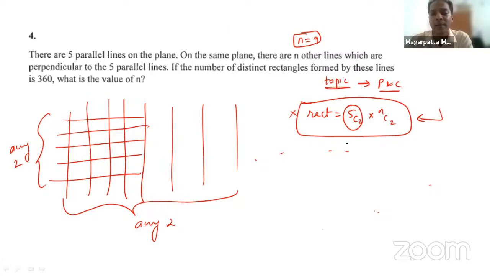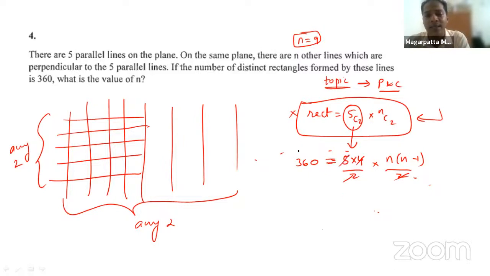You just have to simplify this. 5C2 is 5 into 4 by 2, into nC2 means n into n minus 1 by 2, and the total number of rectangles was 360. 2 and 2 get cancelled. Now what I was mentioning here was, instead of solving this as a quadratic, you should be able to quickly judge the numbers. 5 cancels and this becomes 72. So 72 is equal to n into n minus 1.